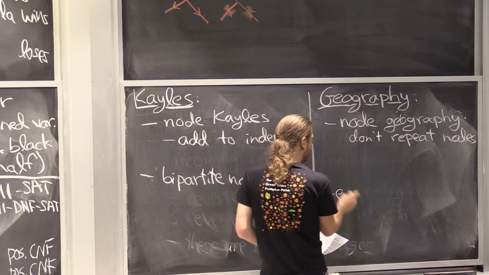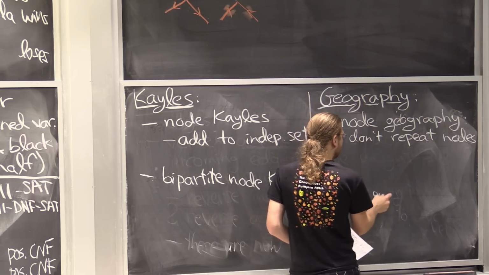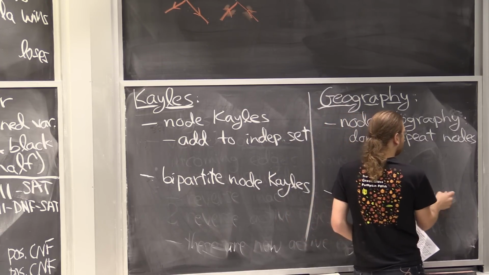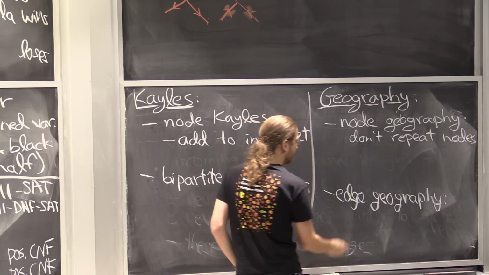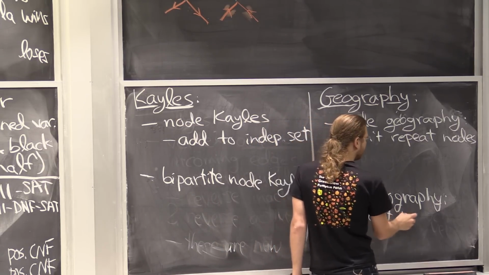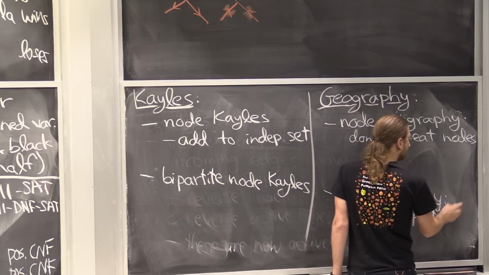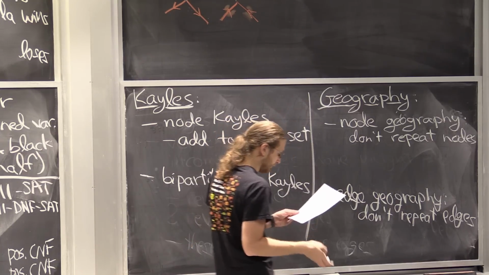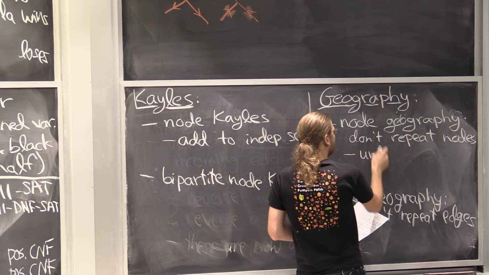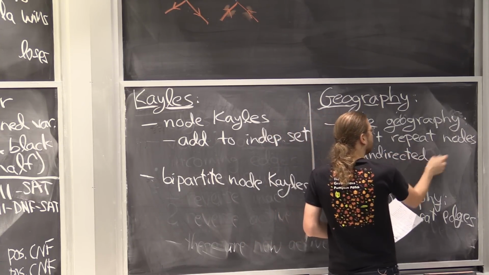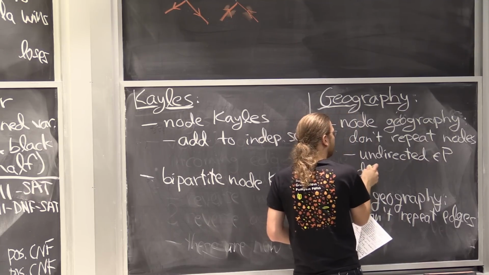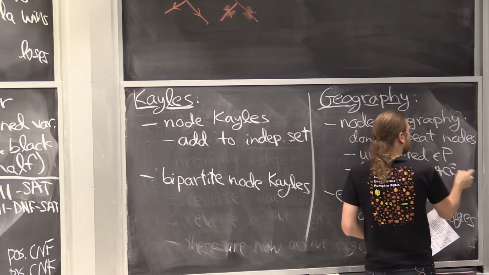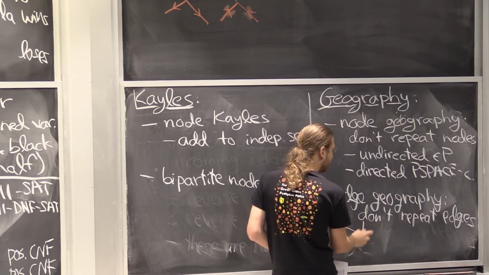And on the other hand, we have edge geography, which is more like an Eulerian path. A longest edge-disjoint path. So edge geography, you're not allowed to repeat edges. And for each one, you could think of a directed graph. You have to follow directed edges, or an undirected graph. And here, undirected node geography is in P. Directed node geography is PSPACE-complete. And for edge geography, surprisingly, both are PSPACE-complete.